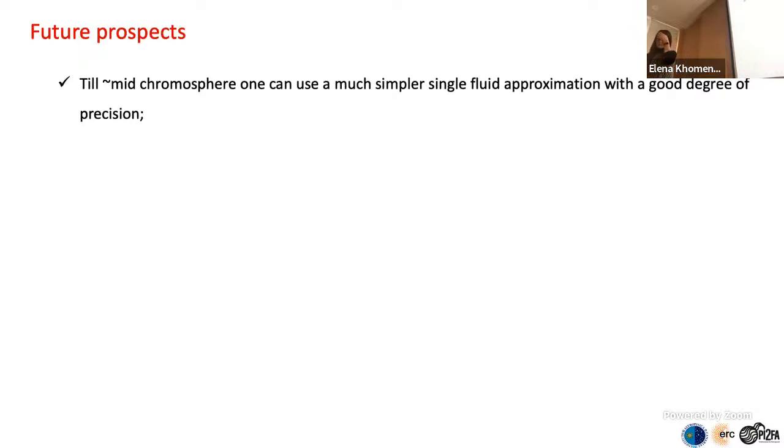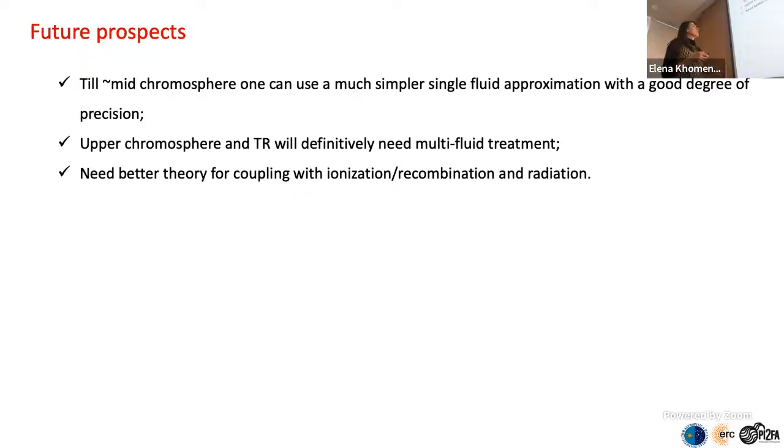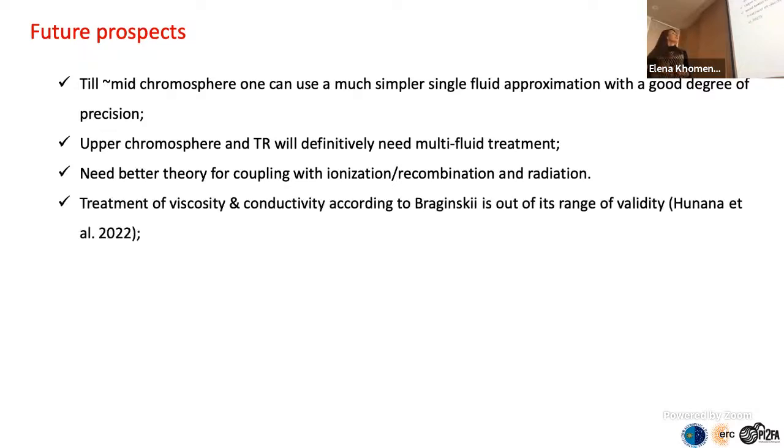Okay, and there are some future prospects of these studies, because of course not everything is so perfect. We have been comparing, for example, single fluid and multi-fluid approximations, because single fluid is something that many people start having in their codes, and this is relatively simply implementable into numerical codes. And we see now that this single fluid, which is much easier, can be relatively well used, for example, till the middle chromosphere. But if you go higher up to the transition region and corona, definitely you need the multi-fluid because everything decouples. But for that, we need a much better theory of coupling between ionization, recombination and radiation in multi-fluid. This has not been done yet by anybody.